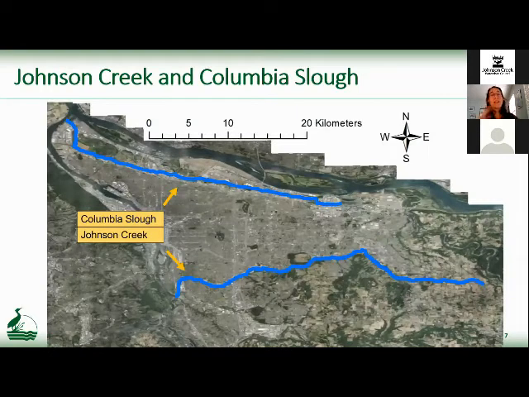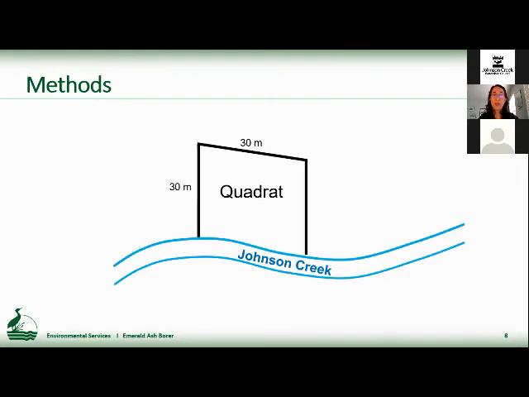So we looked in two locations, the main stem of Johnson Creek and also the Columbia Slough. Today, I'll just be focusing on the Johnson Creek component, but do keep in mind that we do have some other information very similar for the Columbia Slough as well. So main stem, looking at the abundance of Oregon ash.